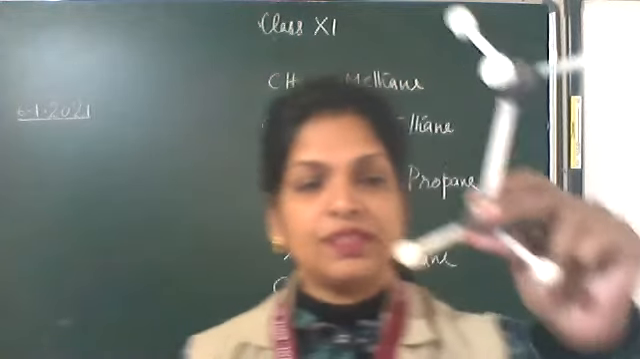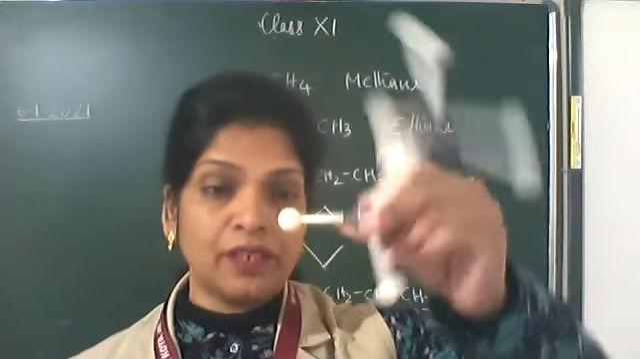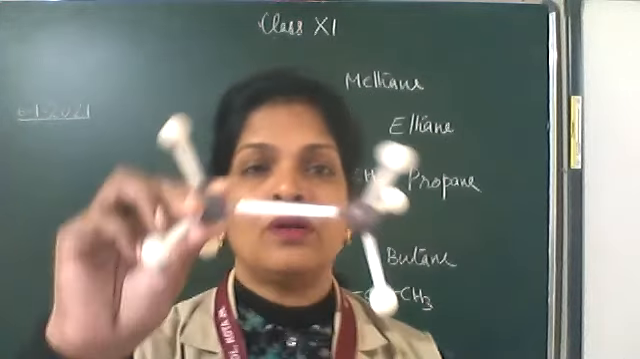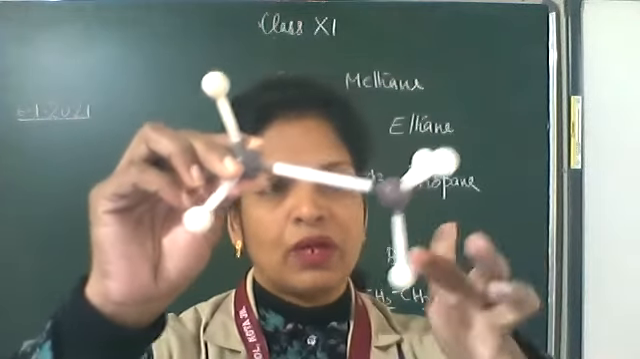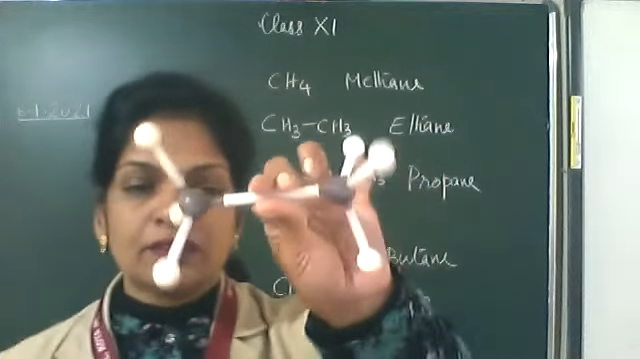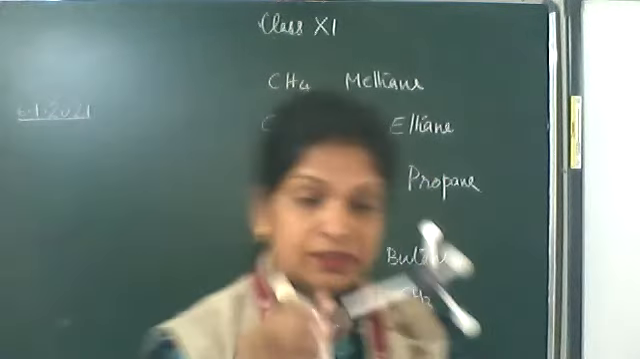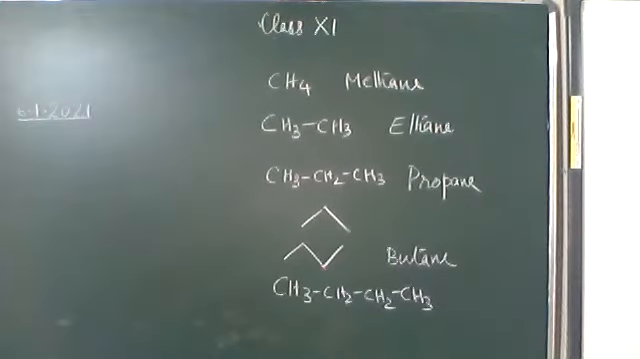This is ethane that I showed you before. In this you see only single bonds, means sigma bonds. How many sigma bonds are there? 1, 2, 3, 4, 5, 6, 7. 7 sigma bonds are there. This is ethane. Now I'm going to show a double bond.